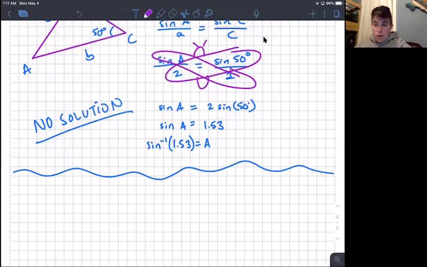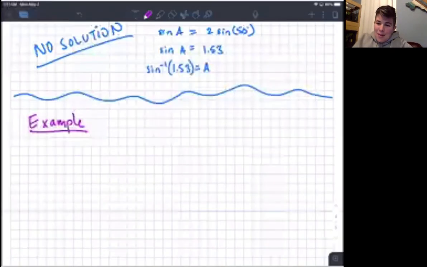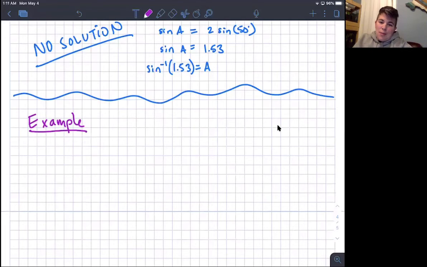So we've done a 1 solution, a no solution. What do you think we're going to do next? Any thoughts? If you're saying 2 solutions, you might be right, but I'm not going to give away the ending. We'll find out.